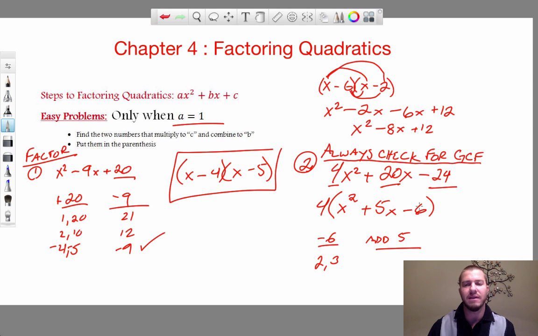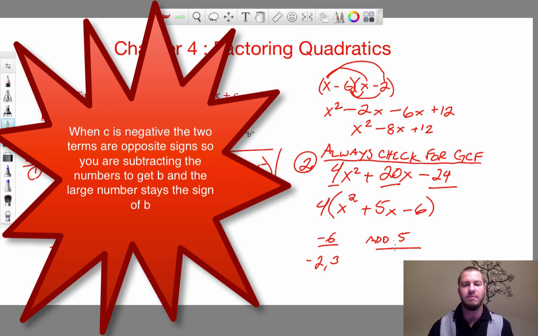Because this is a negative, I need to have one positive, one negative. So with negative 2 and positive 3, they do not combine to be 5. So you need to pay attention to the signs. Because they multiply to be a negative, one's positive, one's negative, I'm finding the difference between the two. They need to be 5. So what else multiplies to be 6?